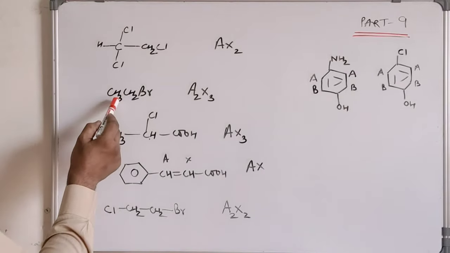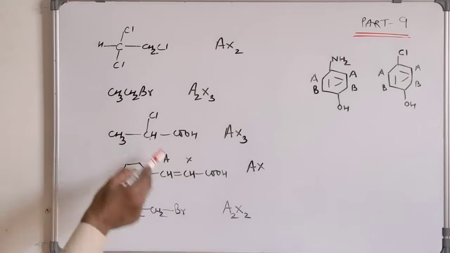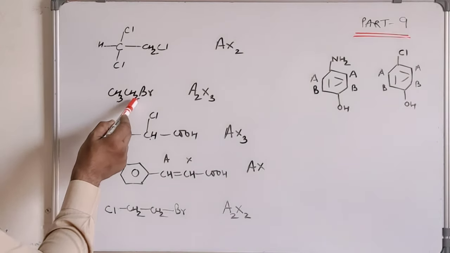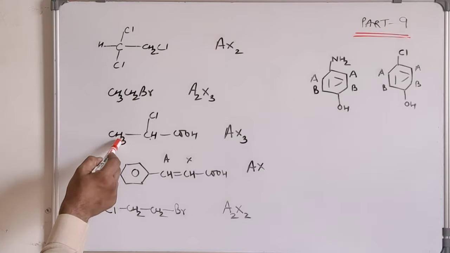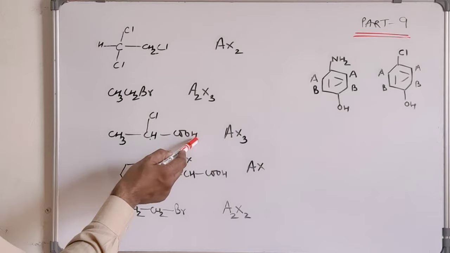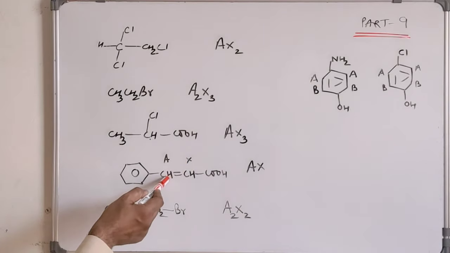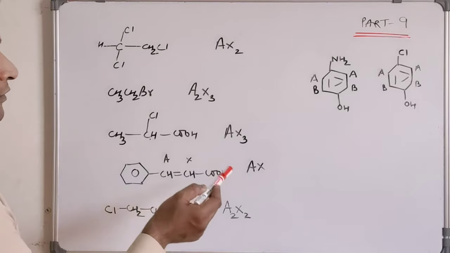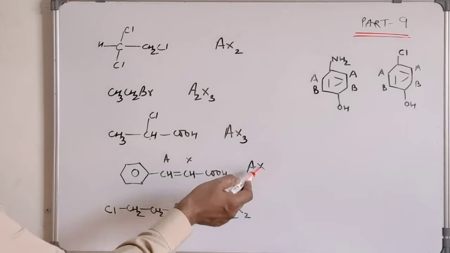So in this case we will observe for the CH3, for this proton we will observe a triplet. For this proton we will observe a quartet. For this proton we will observe a doublet. For this we will observe a quartet. For this we will observe a singlet. For this we will observe a doublet. For this we will observe a doublet. For this we will observe a singlet. So it is A or X type of spectra.